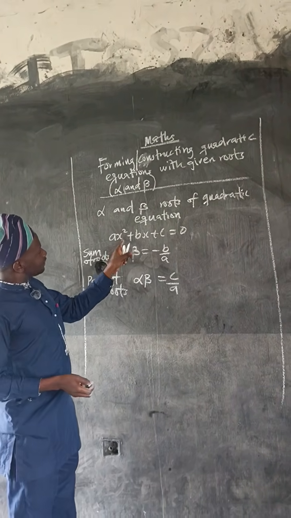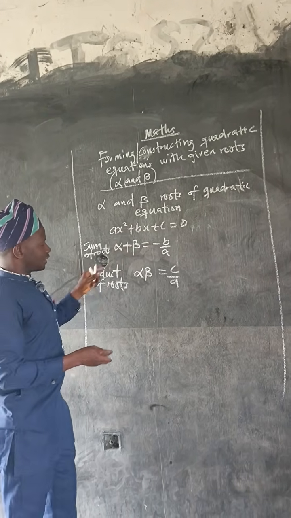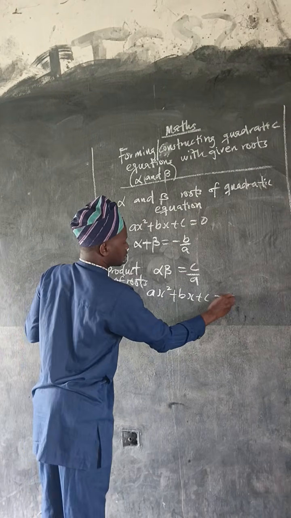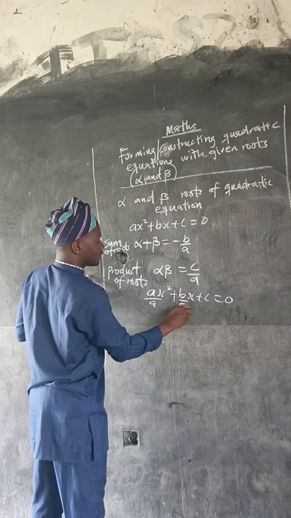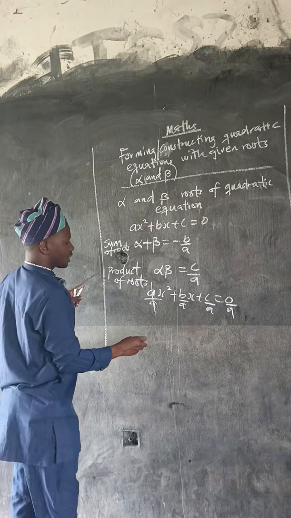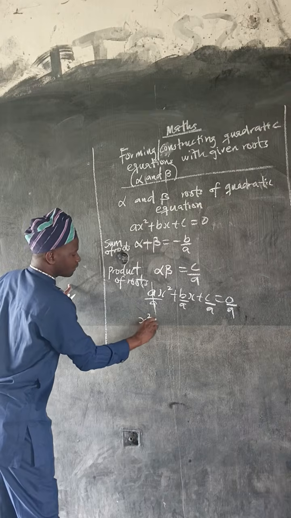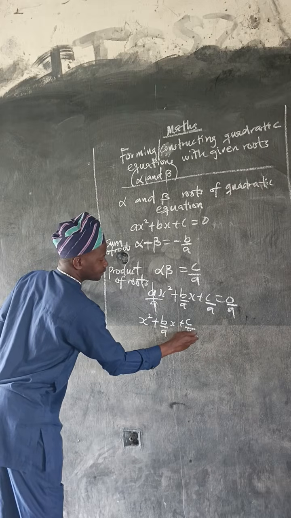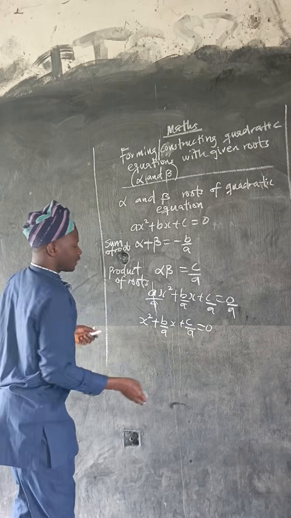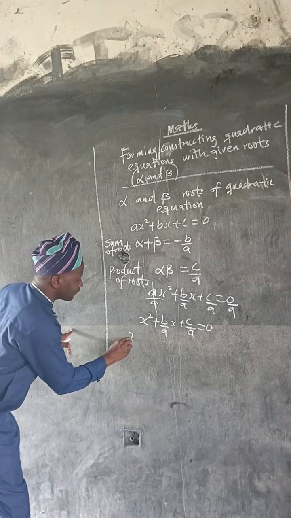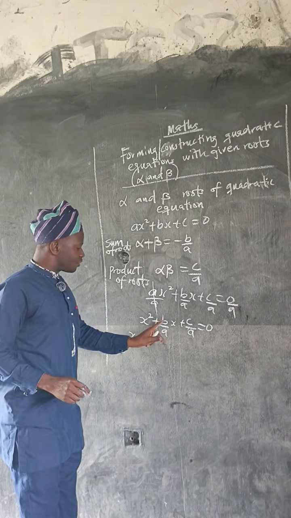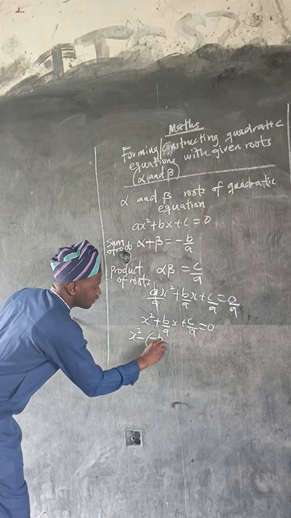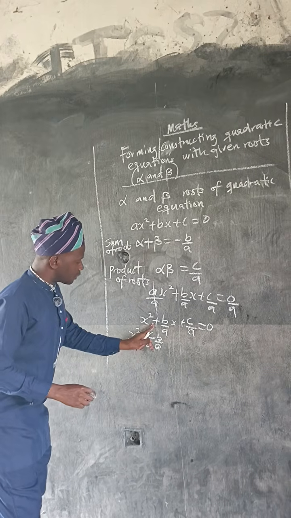So now, let's divide through both sides of the equation by a. Then we have ax squared plus bx plus c equals 0. We divide through by a: this by a and this also by a. This a will cancel out. We have x squared plus b over a x plus c divided by a equals 0. Now we want to rewrite this in terms of minus b over a, so we introduce a minus sign here, so that when you multiply minus and minus, you are going to have plus.